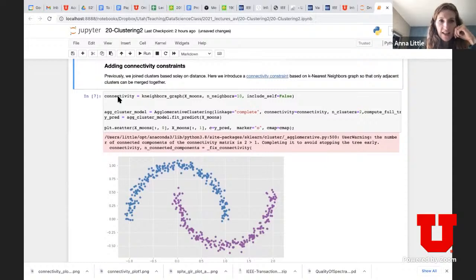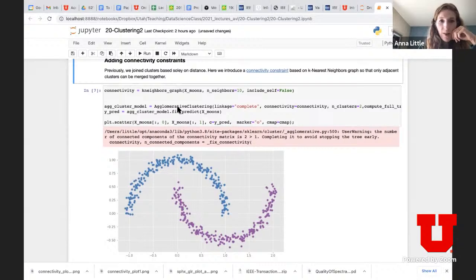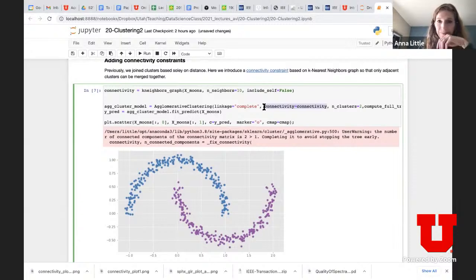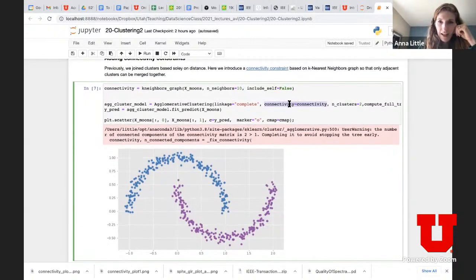So we can specify this connectivity by defining a k-nearest neighbors graph on the data with 10 neighbors. And then when we call agglomerative clustering, we can specify the linkage, and we can also specify this connectivity relationship that we have defined. And you can see if we do that, even with this complete linkage method of defining the cluster distances, it's then able to completely get these two moons, which is a really hard shape to get. So that's kind of a neat little trick and something to be aware of that you can play with.